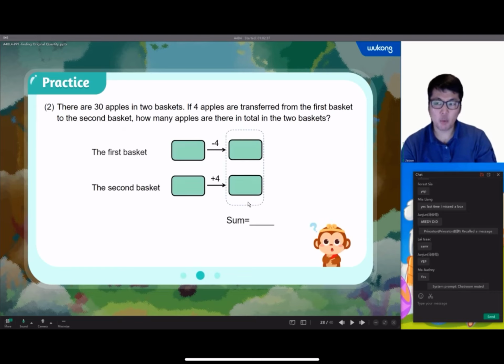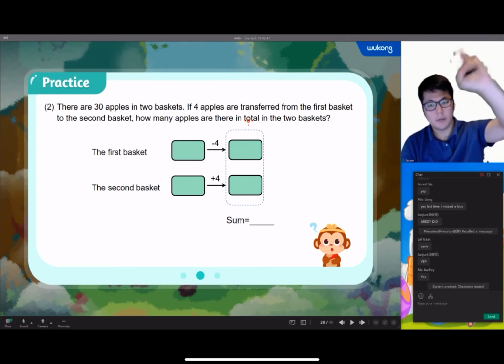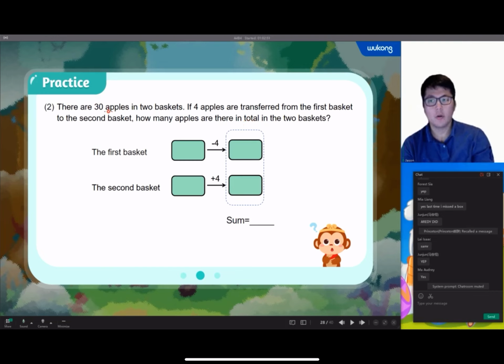And what about the next one? There are 30 apples in 2 baskets. If 4 apples are transferred from the first basket to the second basket, so 4 apples will go to the second basket, how many apples are there in total? Well, the total doesn't change, guys. So 30 apples over here, the total doesn't change.